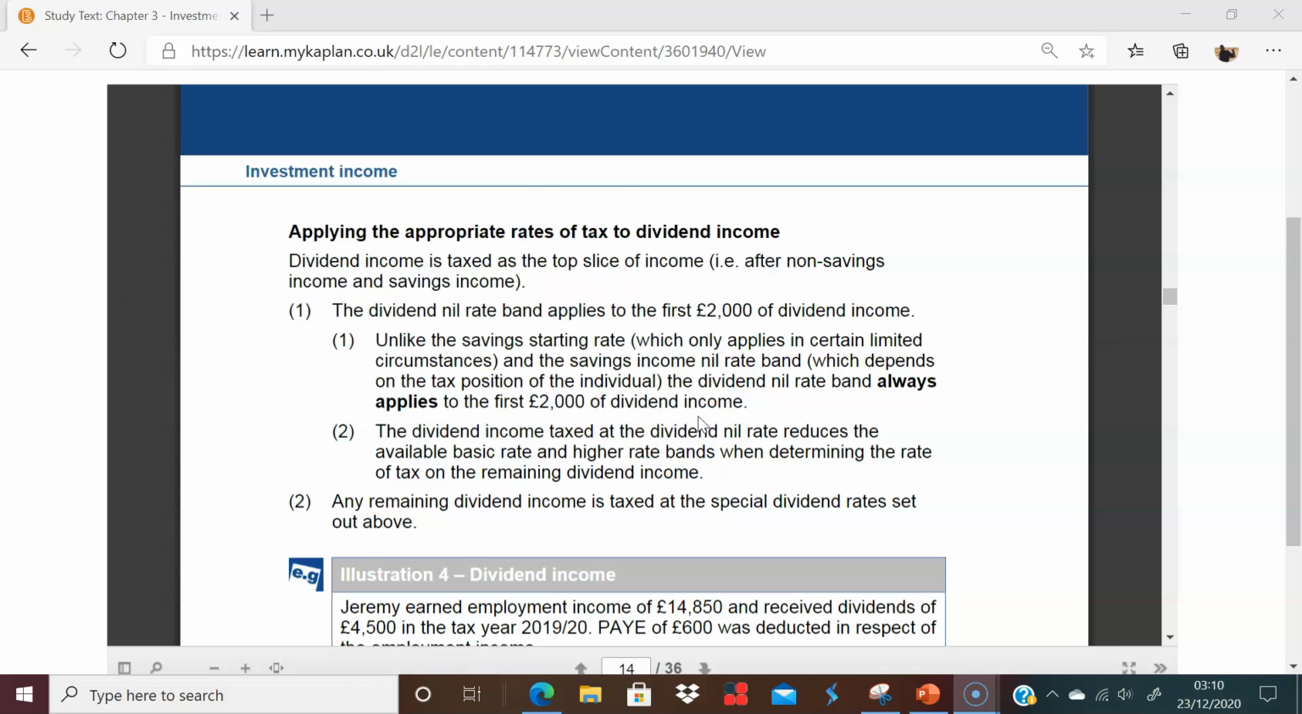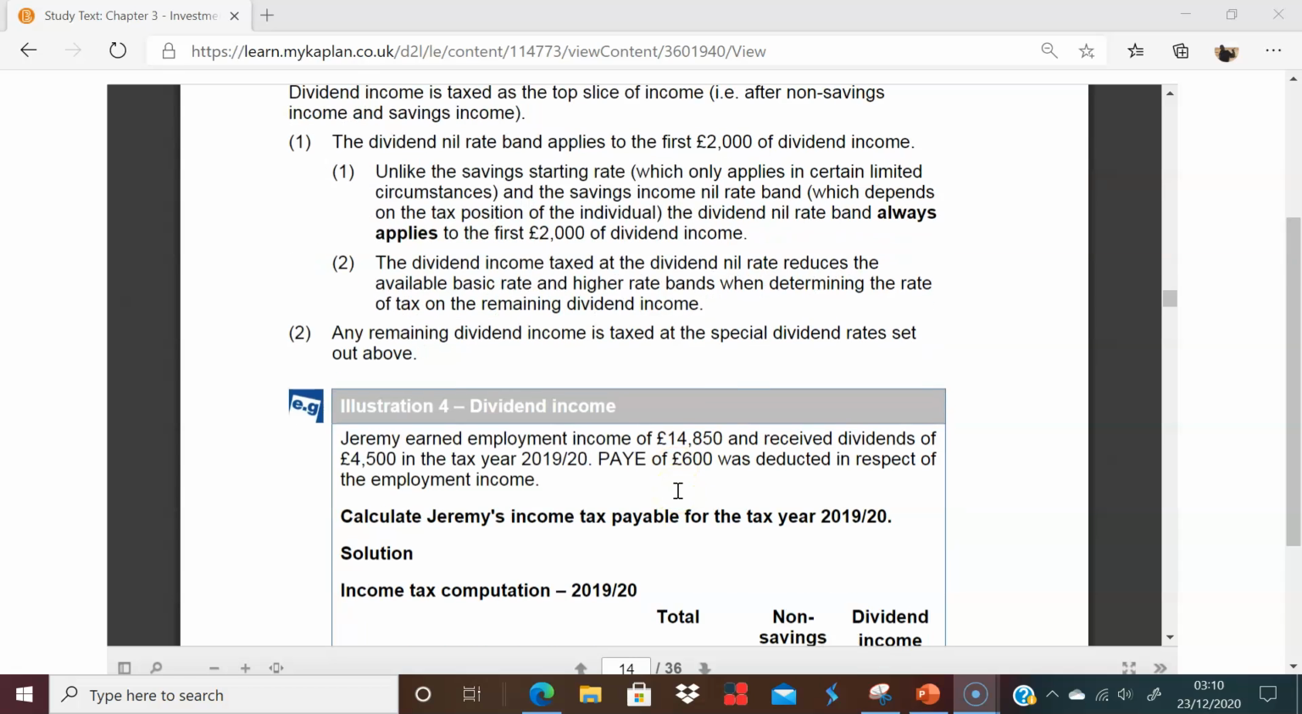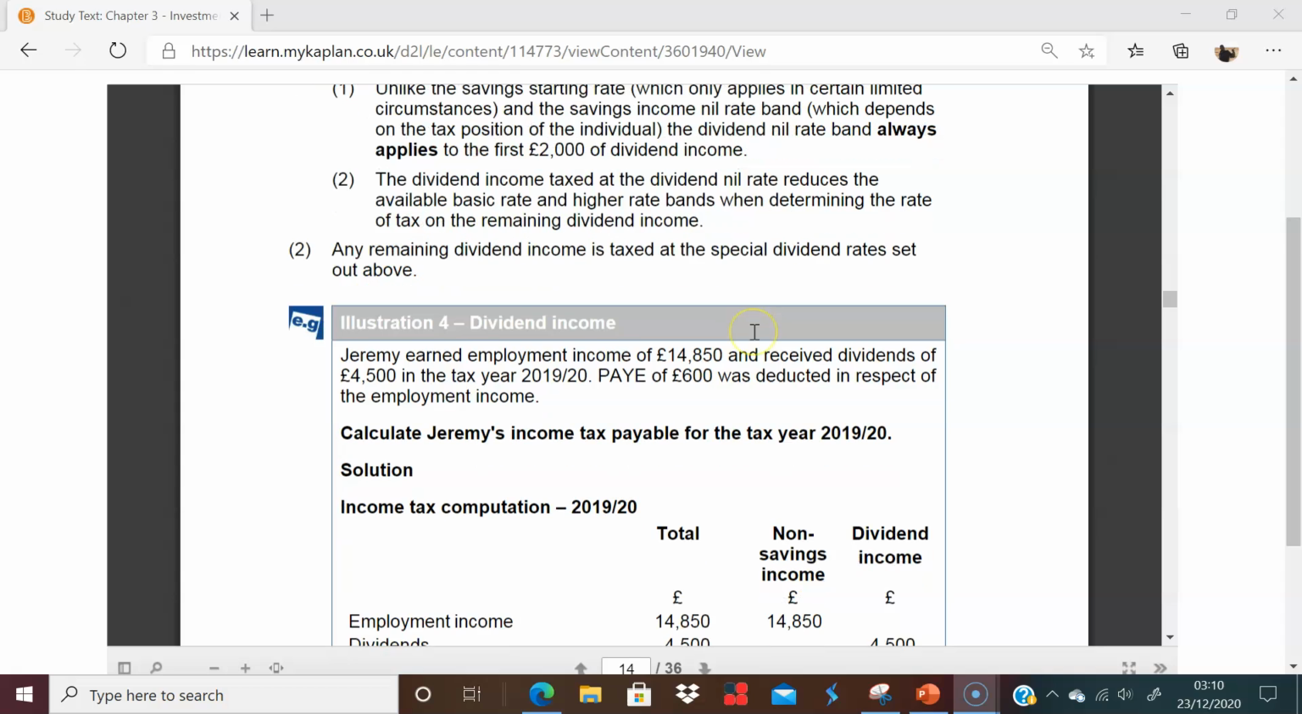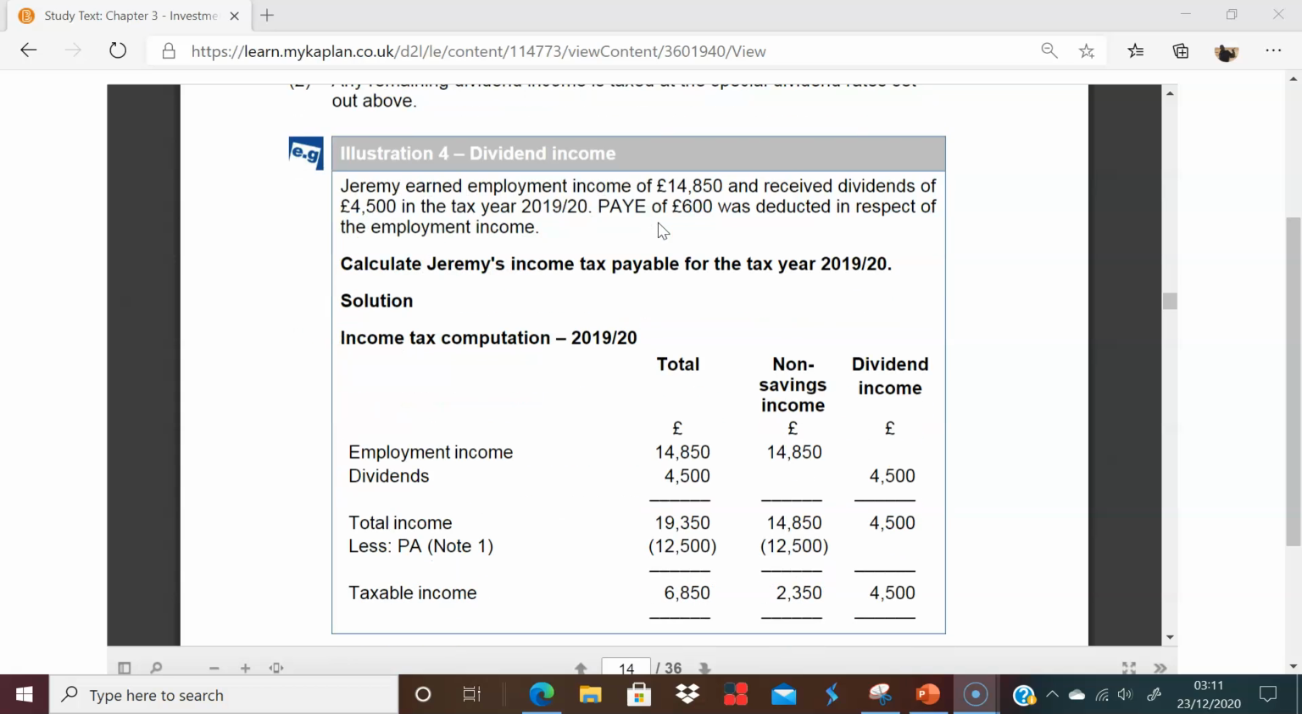So basically dividend income is taxed at the top slice, and like I said, the £2,000 is always given to everyone. It eats into the band. This is important. It's not like you get the £2,000 and then you continue to have that space in there. No, it eats into the band. It's part of the band. It's taken up. It's at 0%. Think of it as 0%, and then you're carrying on. So here's a nice illustration. Again, the tables work perfectly.